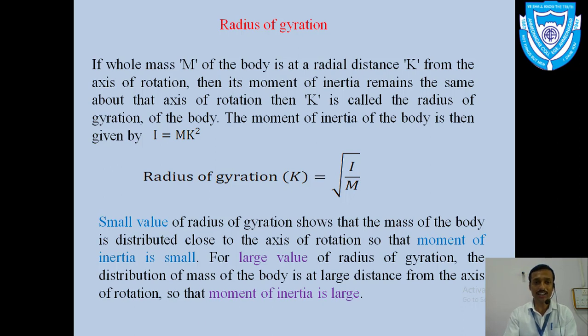I read that paragraph again. A small value of radius of gyration shows that mass of body is distributed close, so moment of inertia is small. For large value of radius of gyration, the distribution of mass of body is at large distance, so moment of inertia is large. So small radius of gyration, minimum value of moment of inertia. Large value of radius of gyration, maximum value of moment of inertia, let us say, for simplicity.